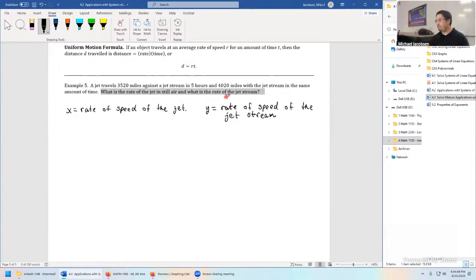Okay, so now we've got variables to work with. Here's how we can start putting the information together. It might be a good idea to color code these as we go. Why not? So x in blue, y in green. The first situation is the jet was going against the jet stream. So let's write against the jet stream.